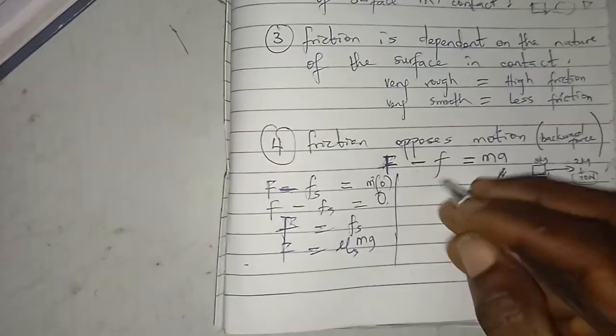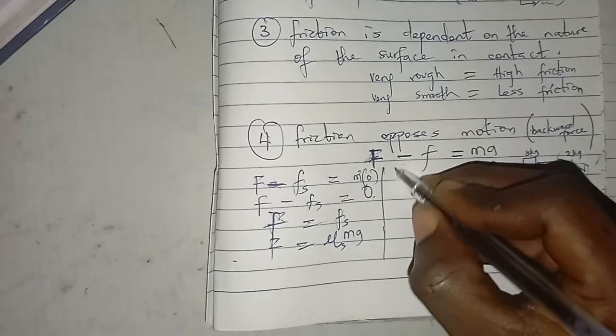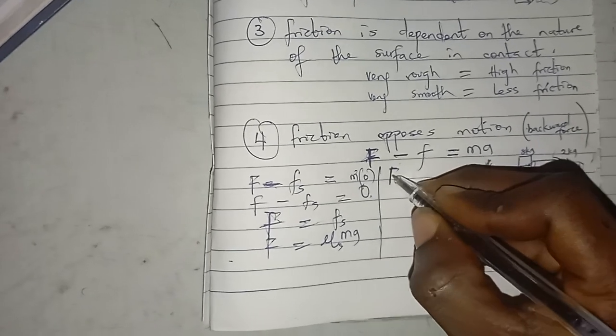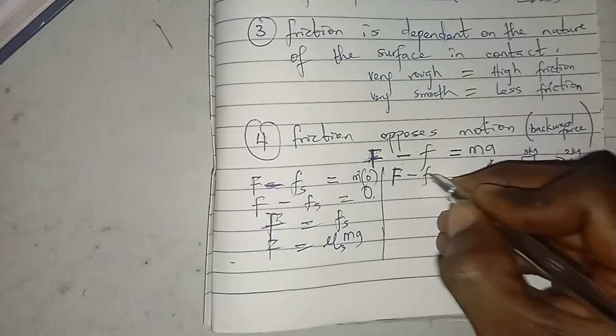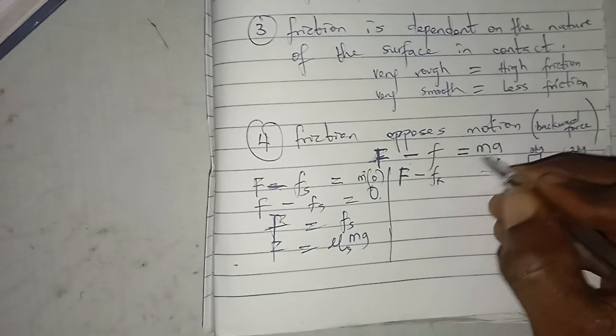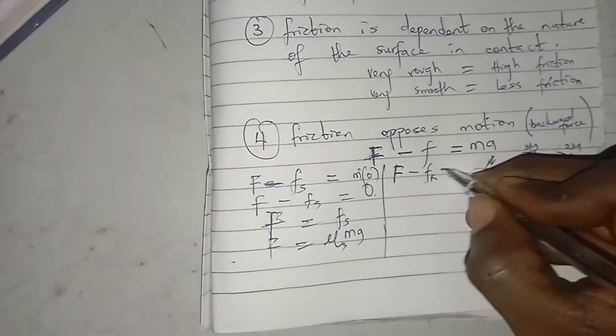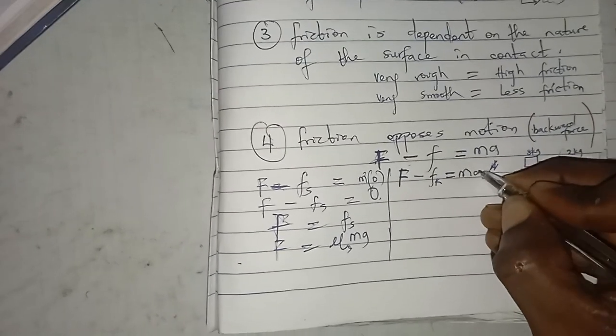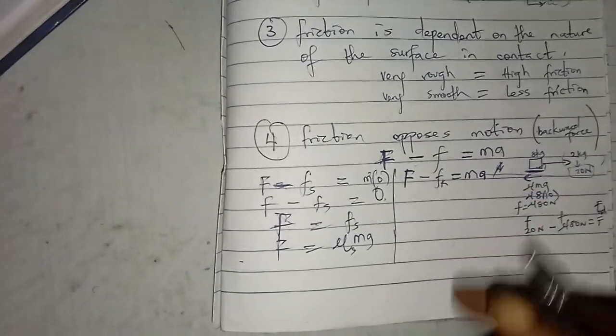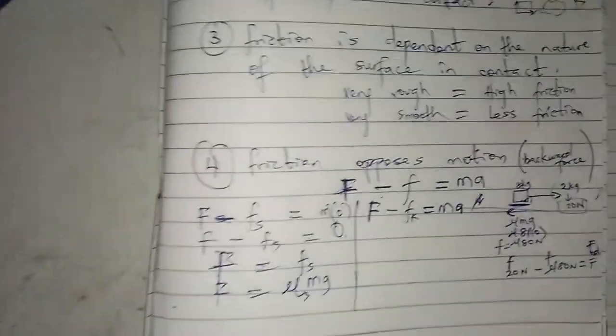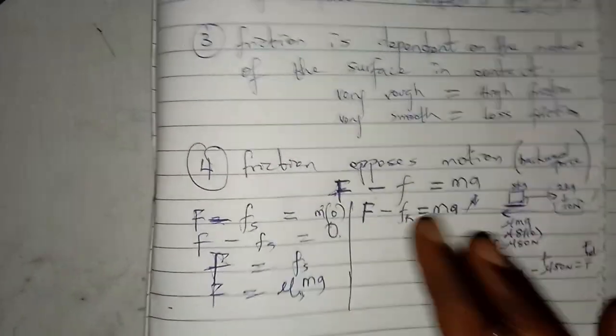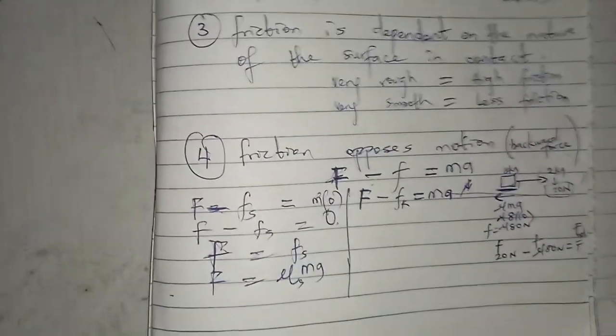But a situation where you have kinetic friction, sorry, where it is already moving, this will be F minus Fk. Because it's already moving, we have an acceleration, so this will be equal to ma, whatever you are given. So in this case, this is how you do it.